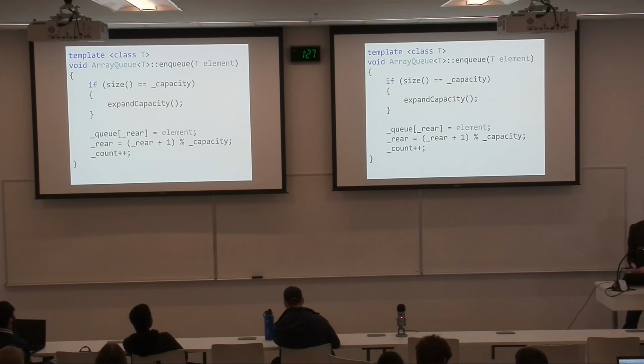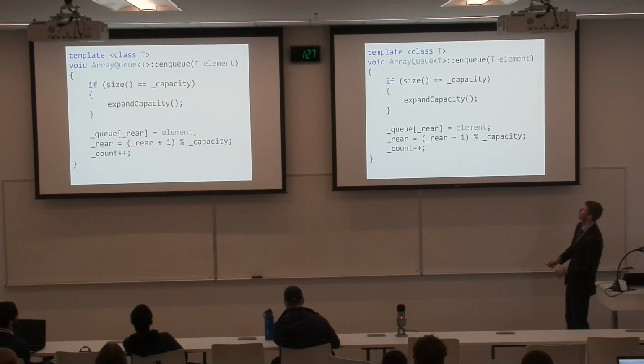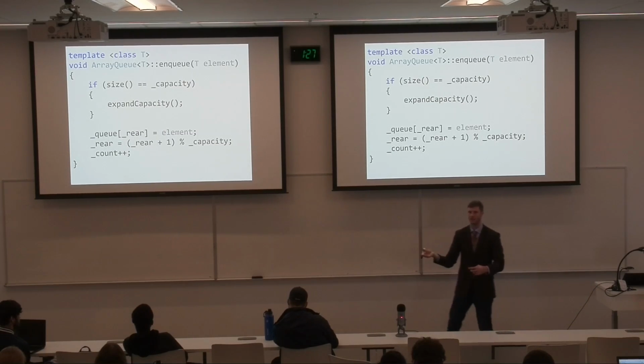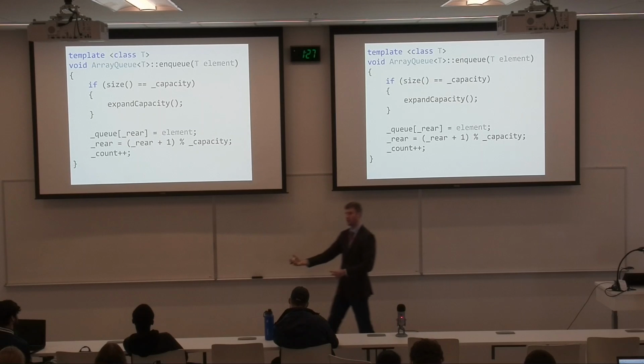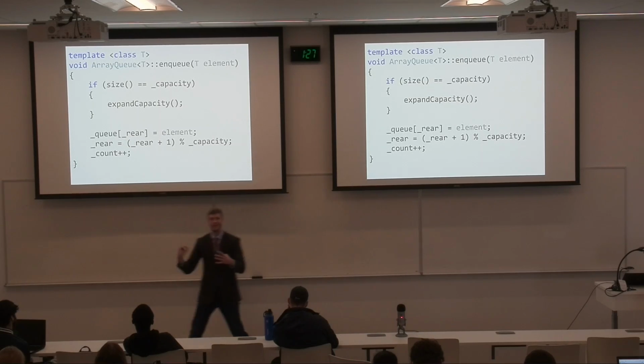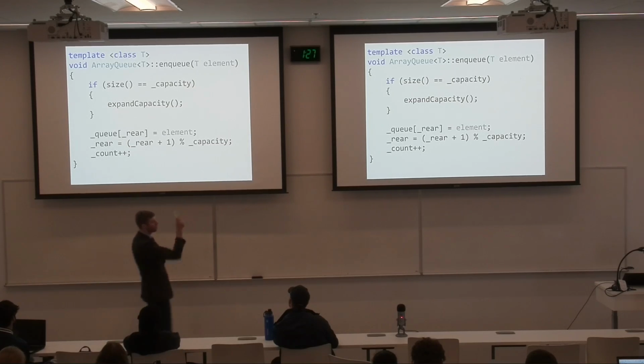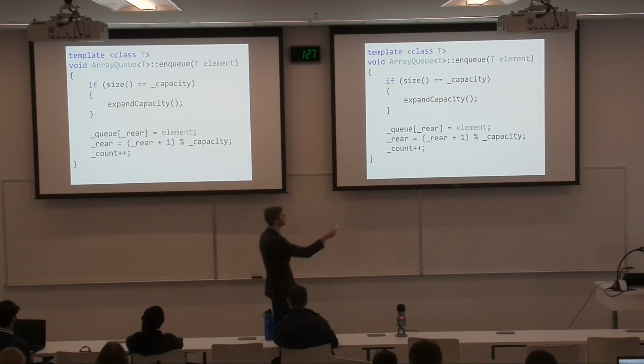So let's look at our enqueue. If size is equal to the capacity, we're going to have to expand capacity. Basically, if we're out of room, expand capacity. The number of things in my queue is the same as the number of things that I could put in my queue. I'm therefore out of space, right? So we'll have to expand capacity. We'll see that in a second.